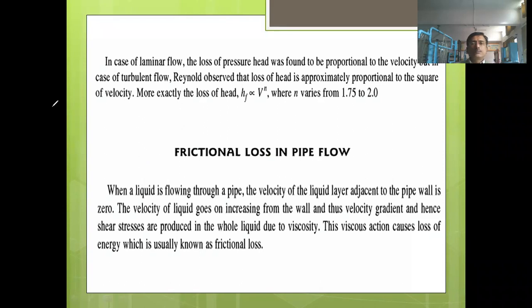In case of laminar flow, the loss of pressure head was found to be proportional to the velocity.